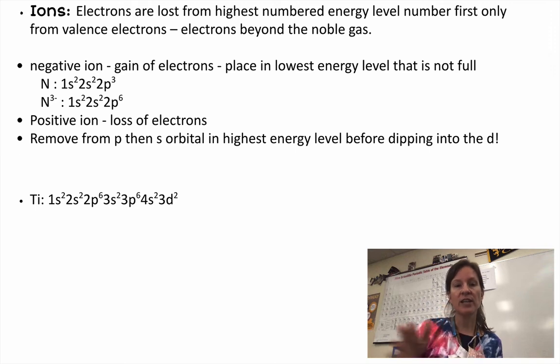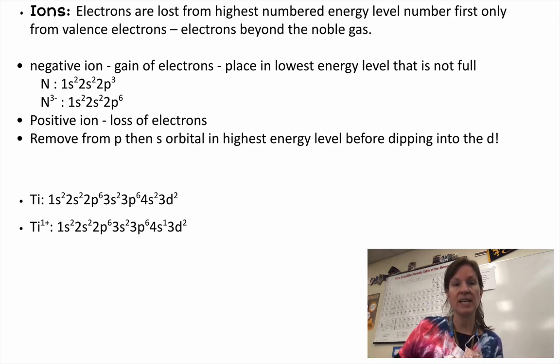If I look at this, my highest energy level is 4. So I'm going to lose the electrons from level 4, not from level 3. The electron configuration for a +1 titanium would have just 1 electron in the s and still those 2 in the d. If titanium wanted to lose another 1, I'd lose both of them from the s, and then I wouldn't even write them.